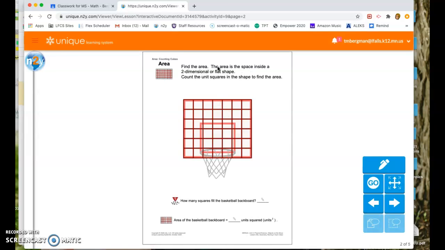It says find the area. The area is the space inside a two-dimensional or flat shape. So what you can do is count all of these. So we're going to count them. 1, 2, 3, and so on, up to 40, 41, 42. Hoofta. So it's going to say 42.